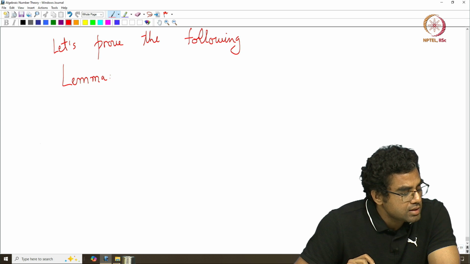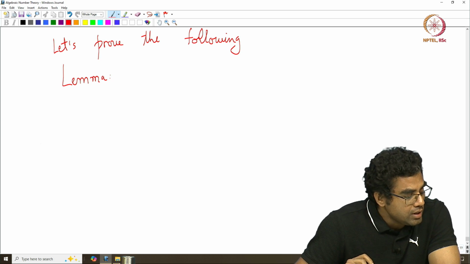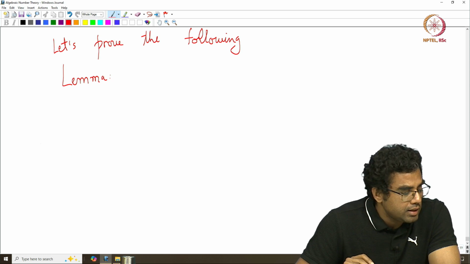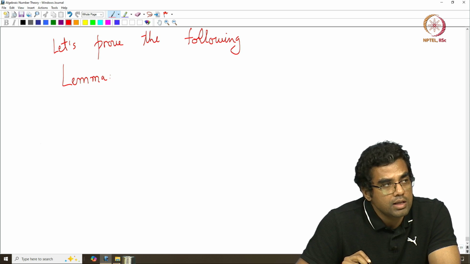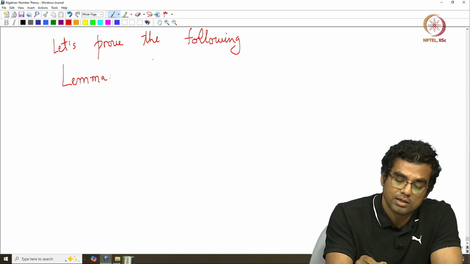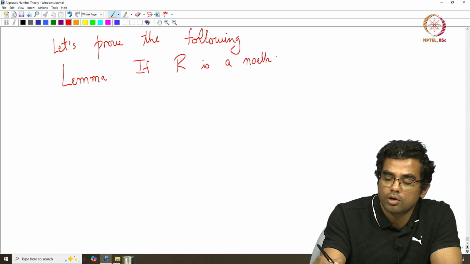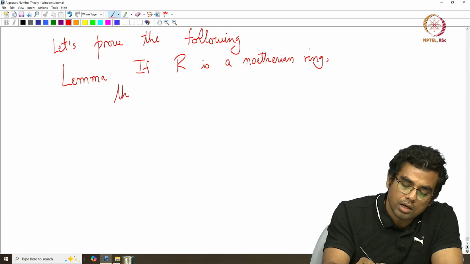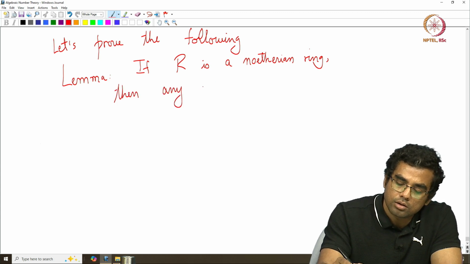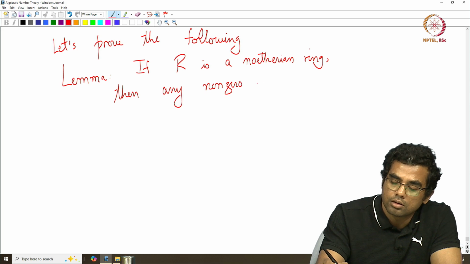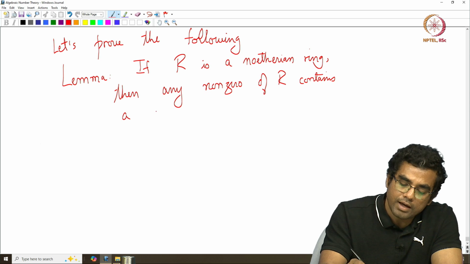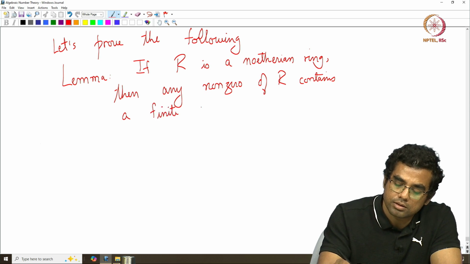Okay, what does it say? It says that if R is a Noetherian ring, then any non-zero ideal in R contains a finite product of prime ideals. So, if R is a Noetherian ring, and I am not even assuming that it is a Dedekind domain, then any non-zero ideal of R contains a finite product of prime ideals.